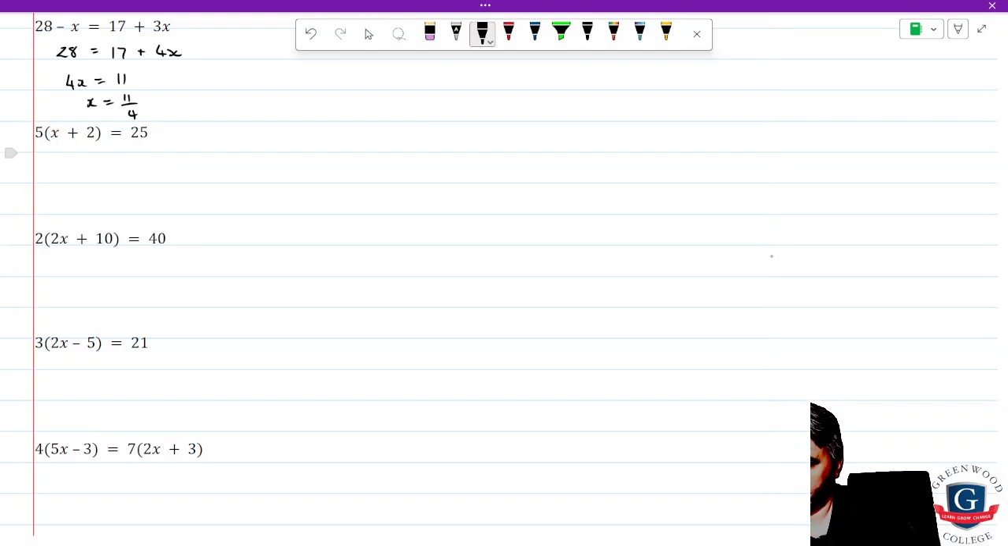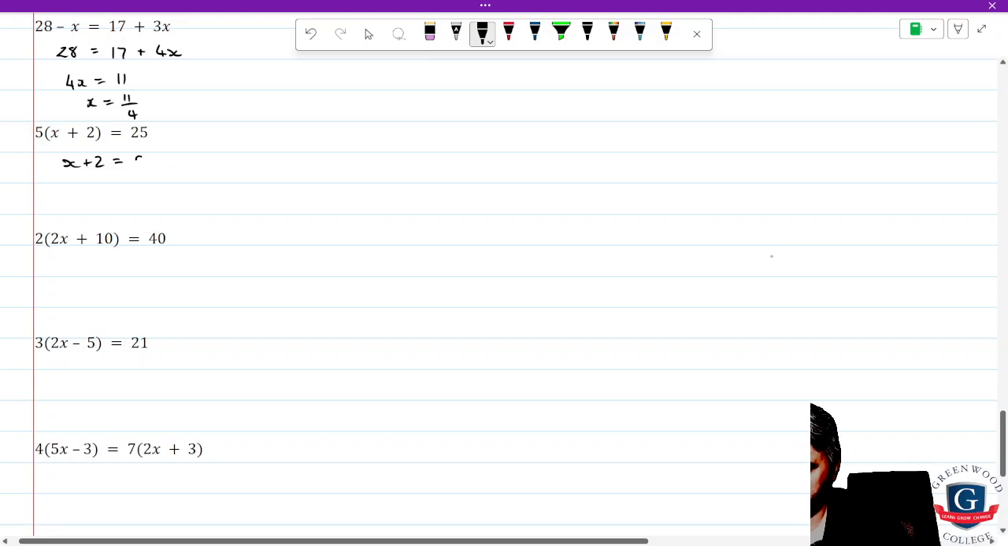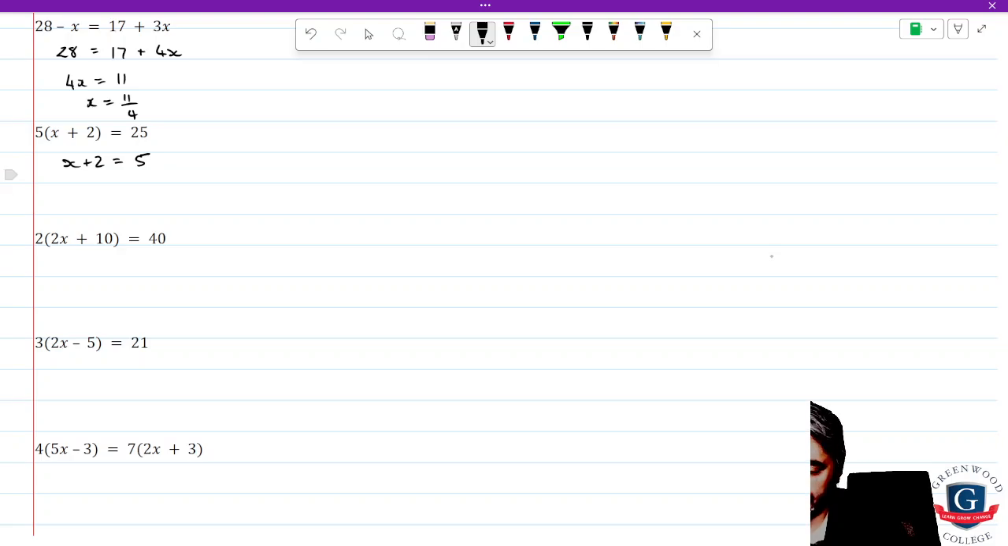I'm not going to multiply out the bracket. I'm just going to divide both sides by 5. That will give me x plus 2 equals 5. Subtract 2 from both sides. X equals 3.